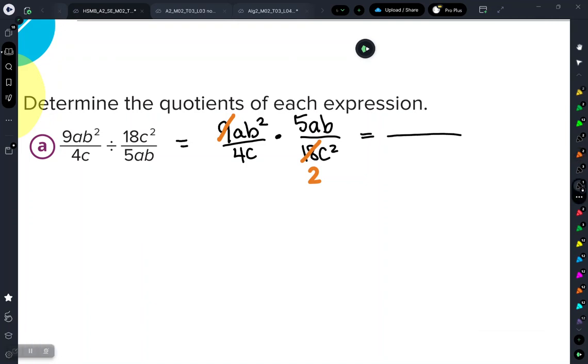I'm going to put my numbers in front, so the only number I have is a 5. And then I'll do the a's. A times a is a squared. And then I'll do the b's. B squared times b is b cubed. And then the denominator, I'm going to do 4 times 2, which is 8. And c times c squared, which is c cubed. Not a lot of canceling in this one, but that doesn't always happen.